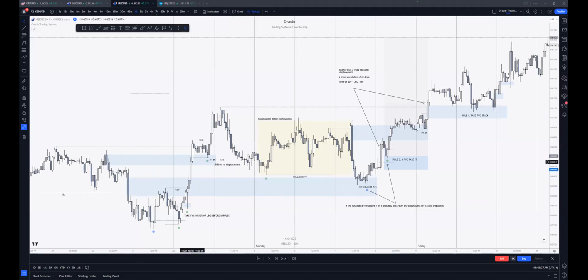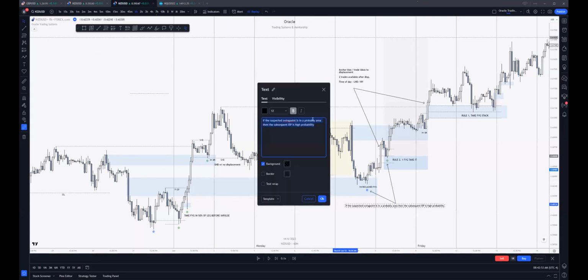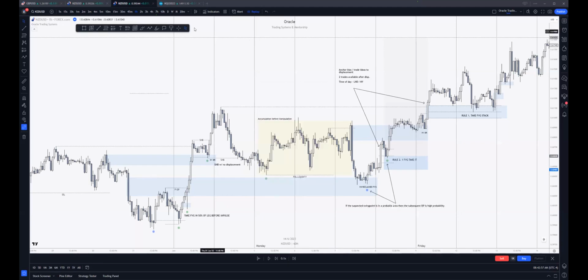So we are in a breaker block and then we get a swing. No POIs, just strictly structure. So let's see if this expected swing point is in a probable area. Probable area, because it is in a probable area, right?